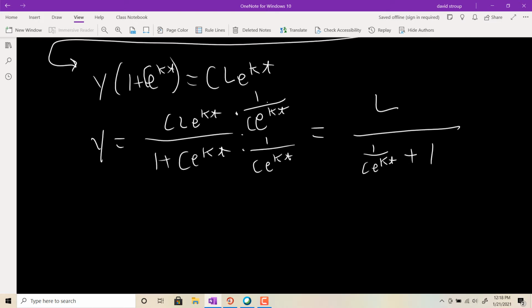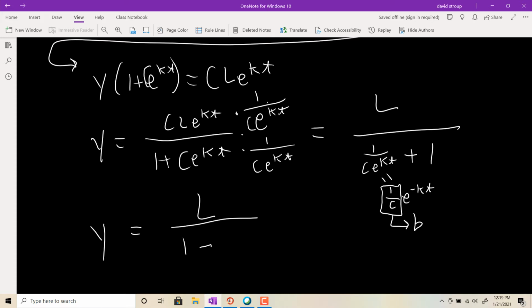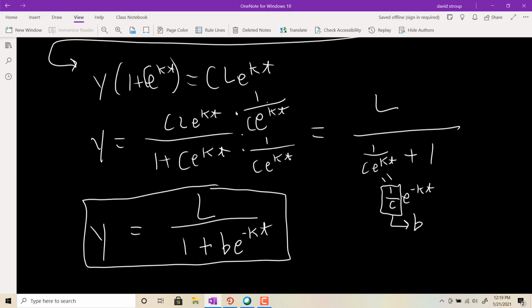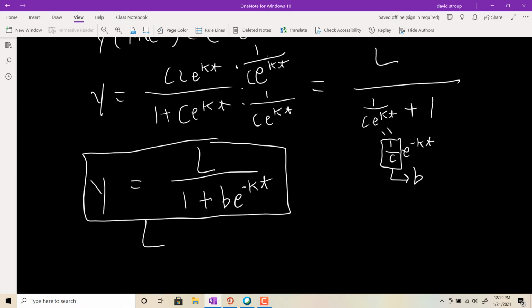And then what we're going to do is rewrite that as, first I'm going to use the commutative law of addition to rewrite it as 1 plus the 1 over C e to the kt. This thing is also written as 1 over C e to the negative kt, and then I'm going to replace this 1 over C with a constant we'll call b. Okay, so we'll end up with 1 plus b e to the negative kt, and this is the form of the logistic equation that they give in the book. Okay, so this is the logistic equation.